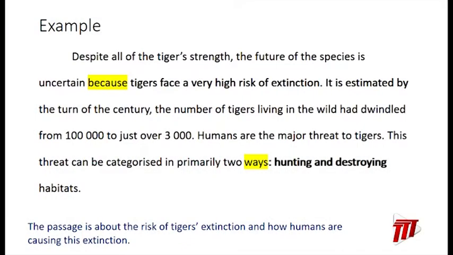It is estimated by the turn of the century, the number of tigers living in the wild had dwindled from 100,000 to just over 3,000. Looks like some kind of effect as well. What's causing all of this threat of extinction? Humans. Humans are the major threat to tigers. How are they a threat to tigers? This threat can be categorized in primarily two ways. So humans are causing extinction possibly in two ways: hunting and destroying habitats.